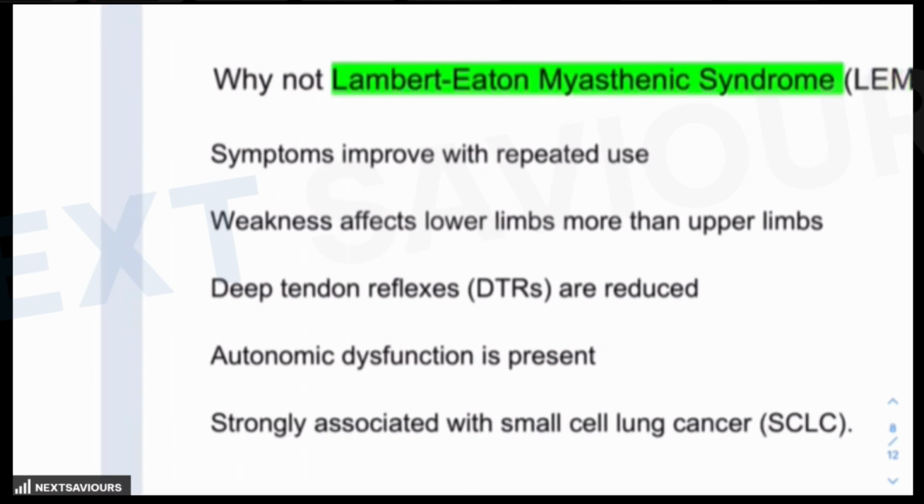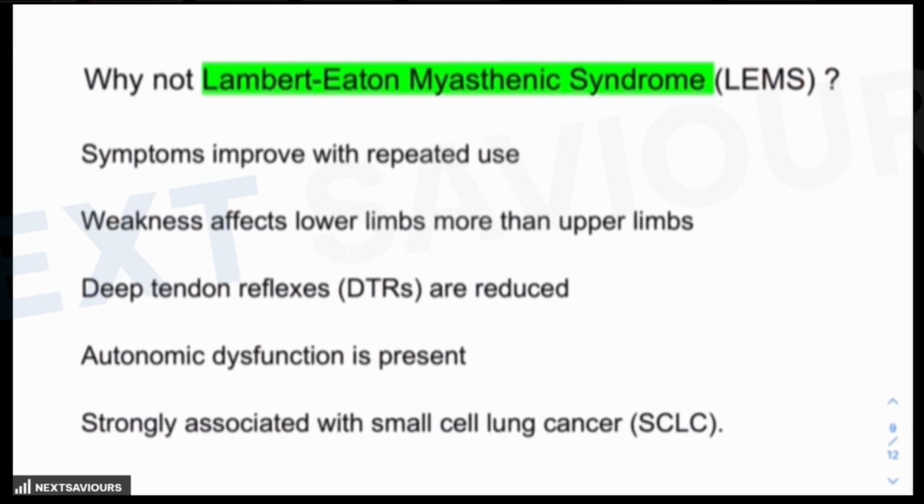Okay. Now coming to the important part: why was the answer to this question not Lambert-Eaton myasthenic syndrome? A very important point is that Lambert-Eaton syndrome is a presynaptic disorder. So autoantibodies against voltage-gated calcium channels are there, which impair acetylcholine release. Here the symptoms improve with repeated use. That means there is no decremental response on RNS; there is an incremental response on RNS.